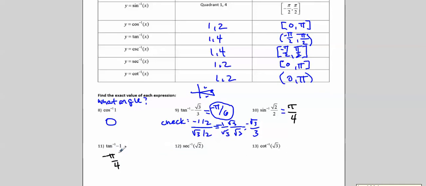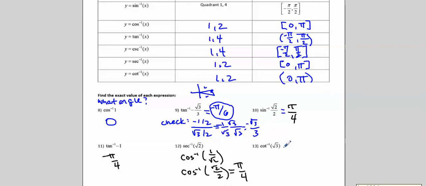If I have something like an inverse secant, I'm going to change that to the inverse cosine of the reciprocal. So 1 over root 2. Now, I know 1 over root 2 would have to be rationalized. If I multiply it by root 2 over 2, I get inverse cosine of root 2 over 2. Okay, so the angle that has a cosine of root 2 over 2 is 45 degrees, or pi over 4.